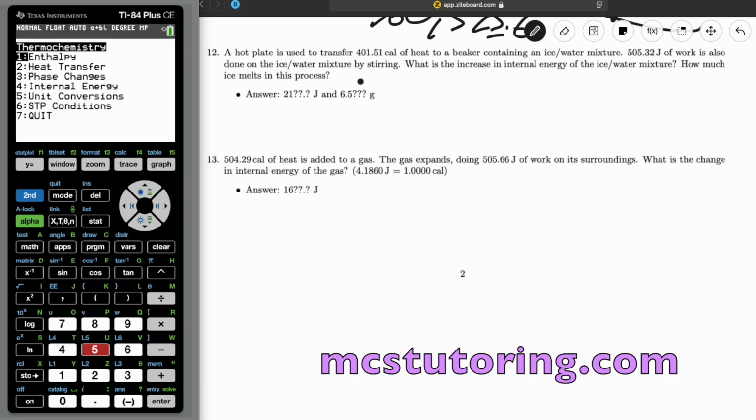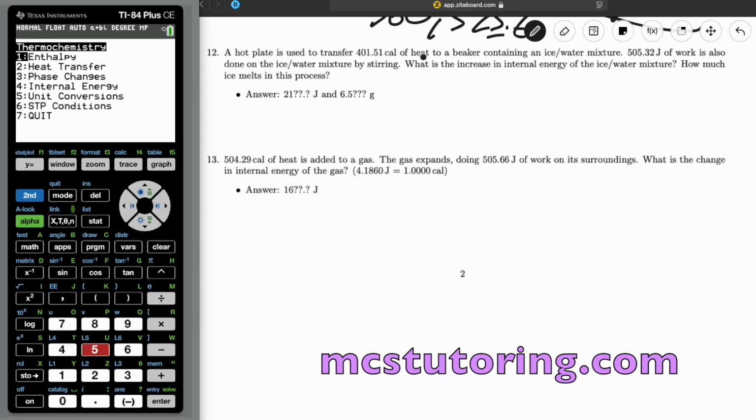Okay, so for number 12, a hot plate is used to transfer 401.51 calories of heat to a beaker containing an ice-water mixture. 505.32 joules of work is also done on the ice-water mixture by stirring. What is the increase in internal energy of the ice-water mixture? How much ice melts in the process? So there's actually a few things we have to do here, and not just answer the 2-part question.